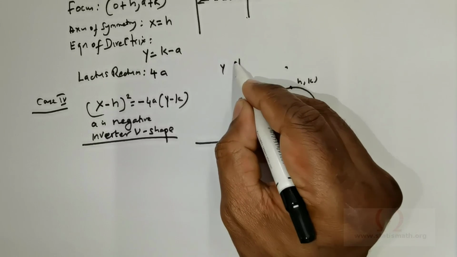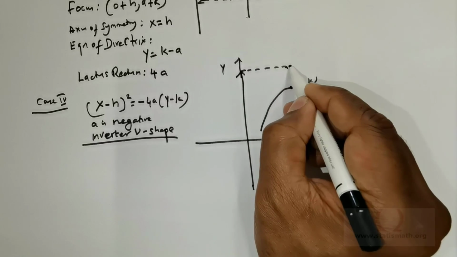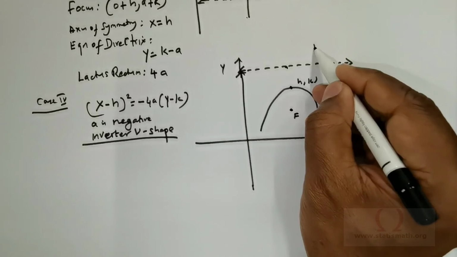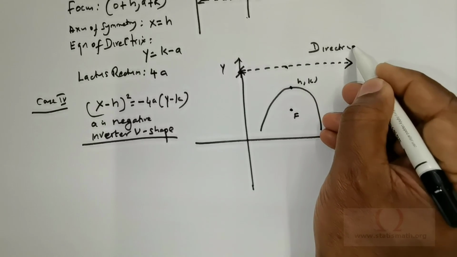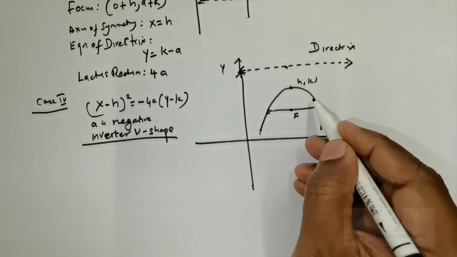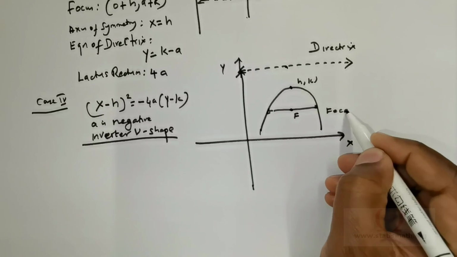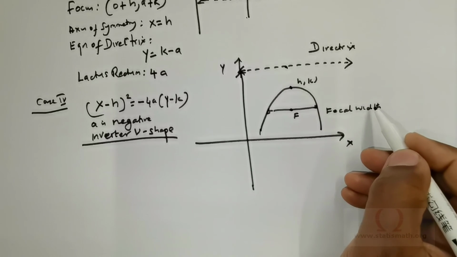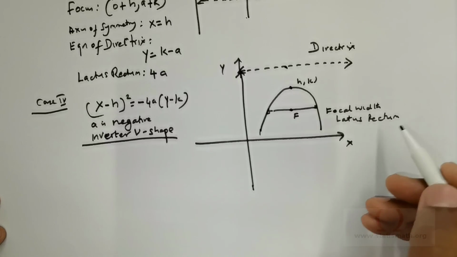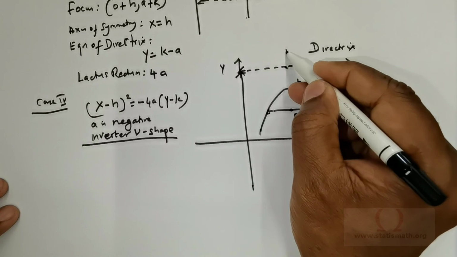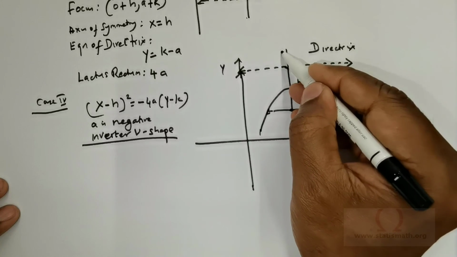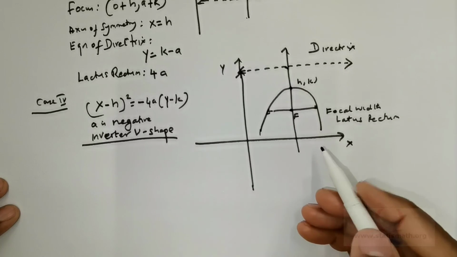So if you were to stretch this line, this is the directrix, and this will be the focal width, or you can call it the latus rectum. Okay, the axis of symmetry will divide the parabola into two parts.